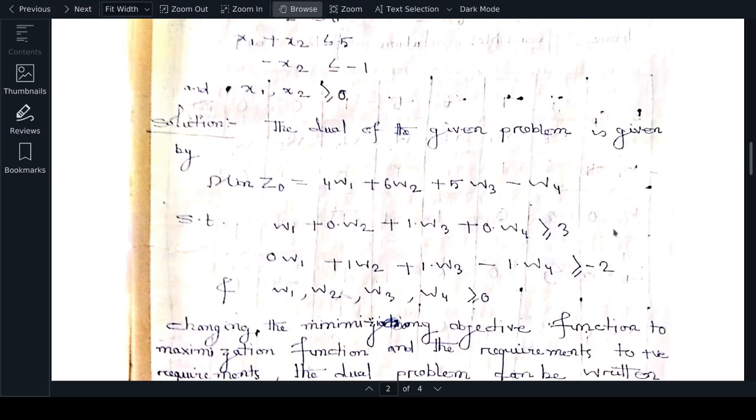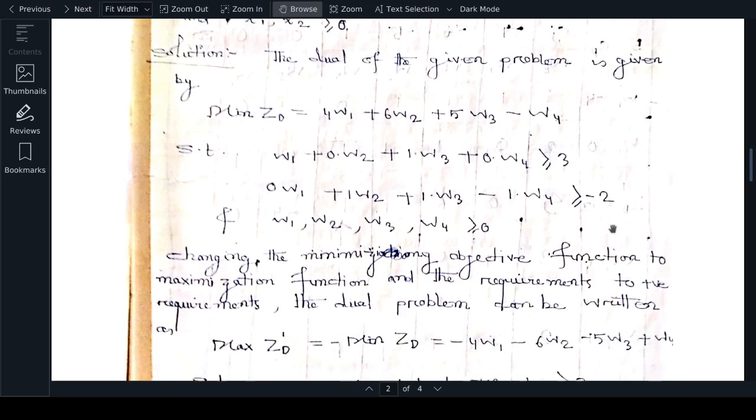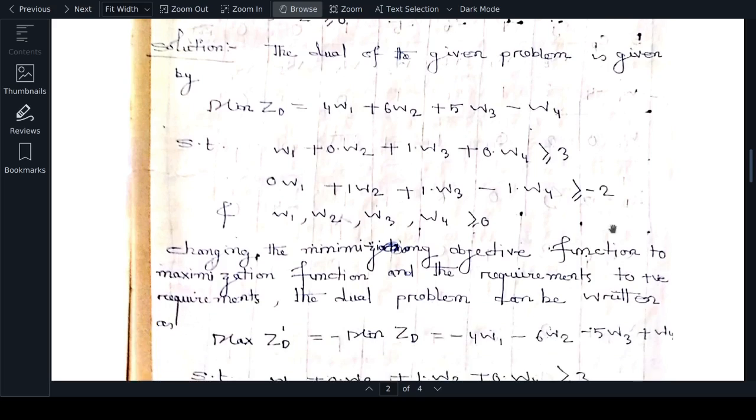Or you can first write the dual by the same process as earlier. I have written it here as a shortcut. You need half a page, or 6-7 lines, for converting primal to dual, then you will get up to this step. When you solve it, you will get the same result. So this is our dual problem, min ZD.